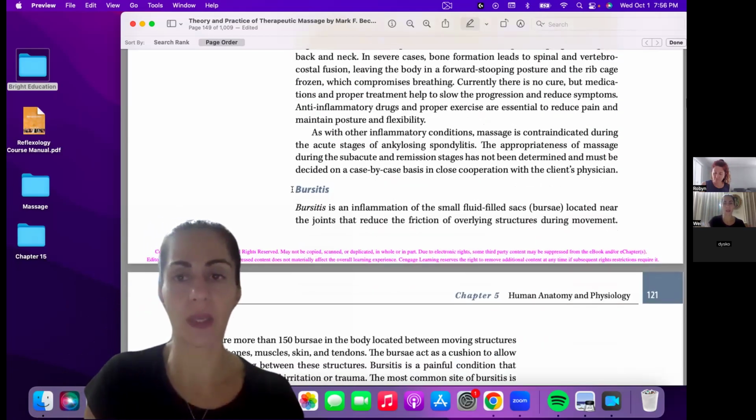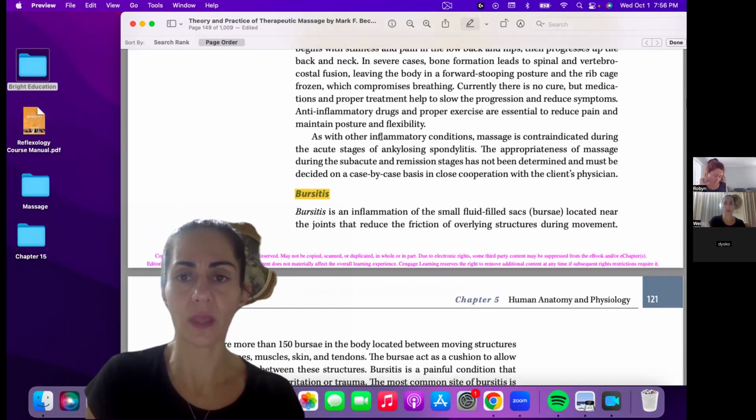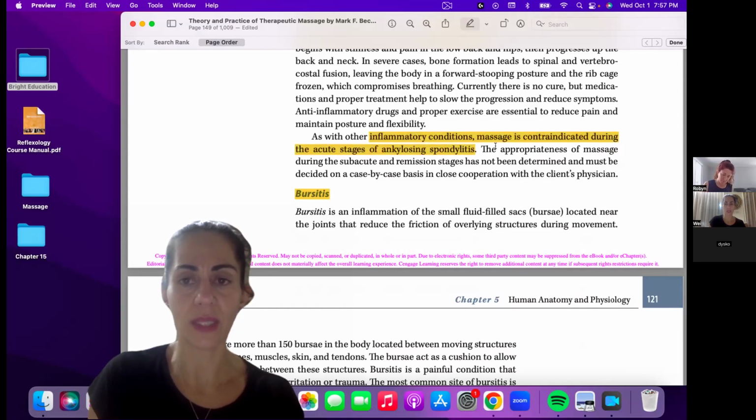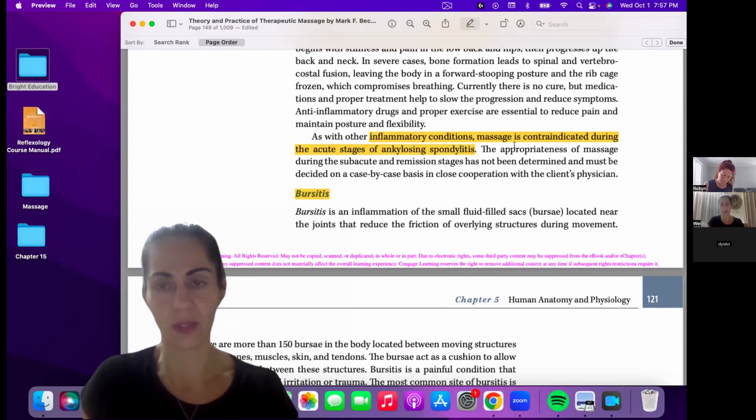Bursitis, we mentioned that earlier. And again, excuse me, I forgot to talk about the contraindication for massage. For all inflammatory conditions, massage is contraindicated during the acute phases. When the person is not in pain, or is in remission or at their best, that's when we help them with massage.